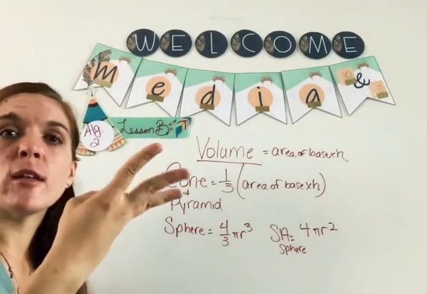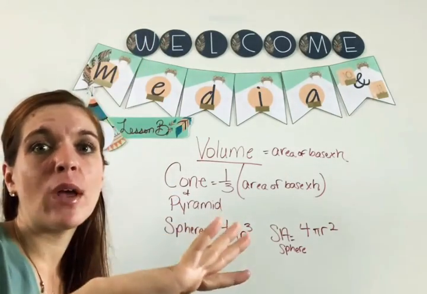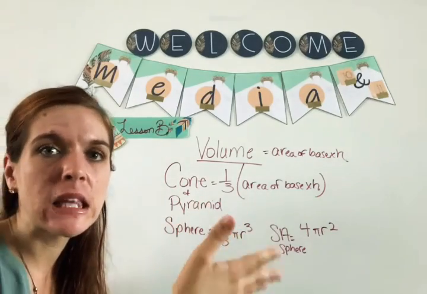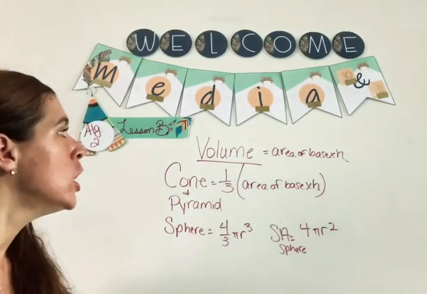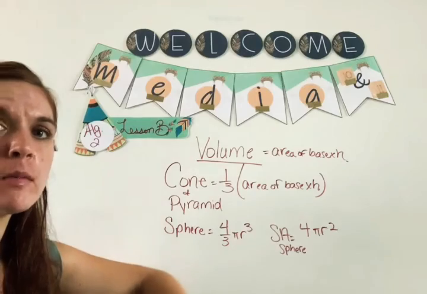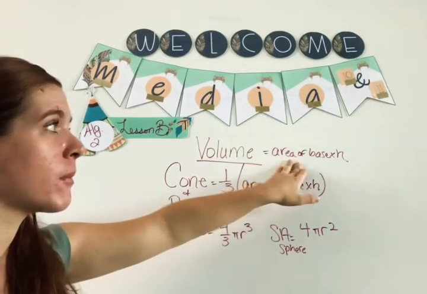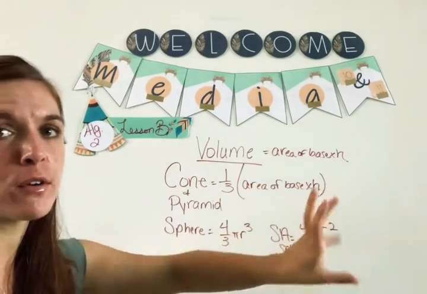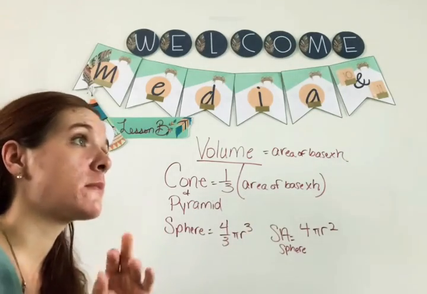Which means there's 3 dimensions. It's not just like length times width. Now it's length times width and height. The height matters for the volume. So just to go over your volume formulas with you, you have volume equals the area of the base times the height. That is your forever formula, area of the base times the height.